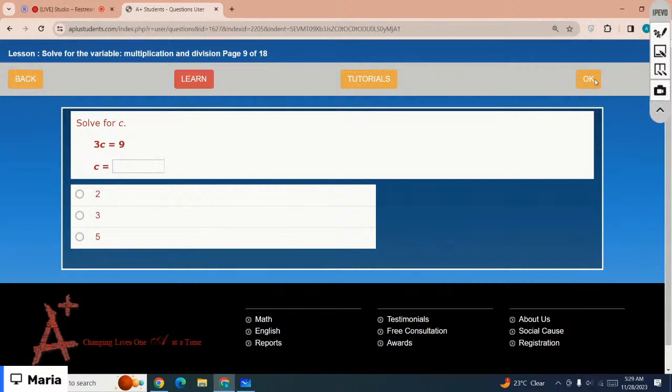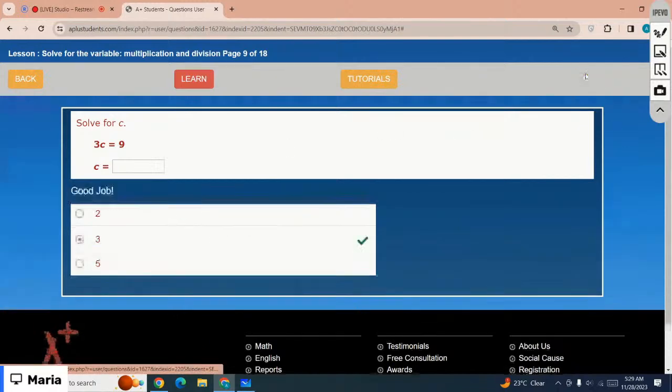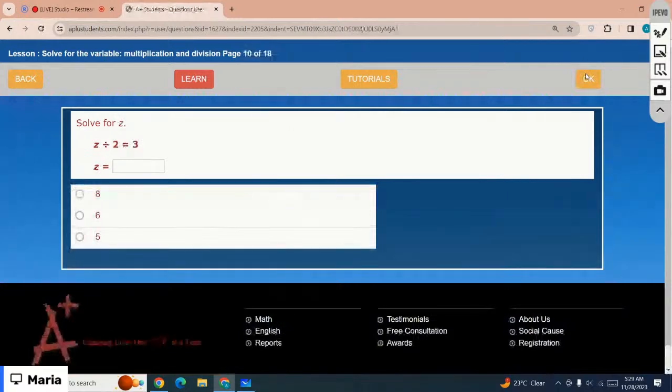You need to divide both sides by 3. And 3 times 3 is 9. Yes, the answer is 3. Very good. Solve for z, which is the correct option.